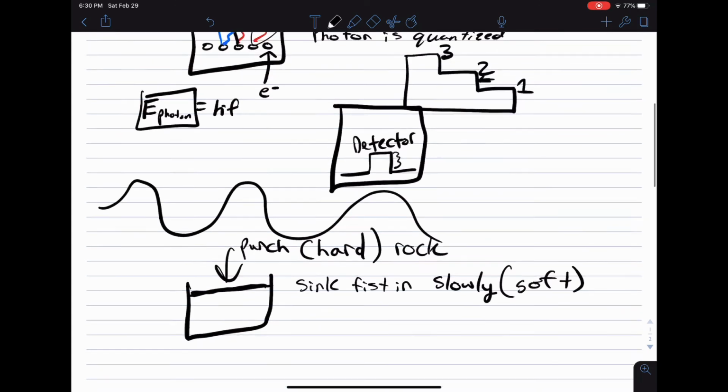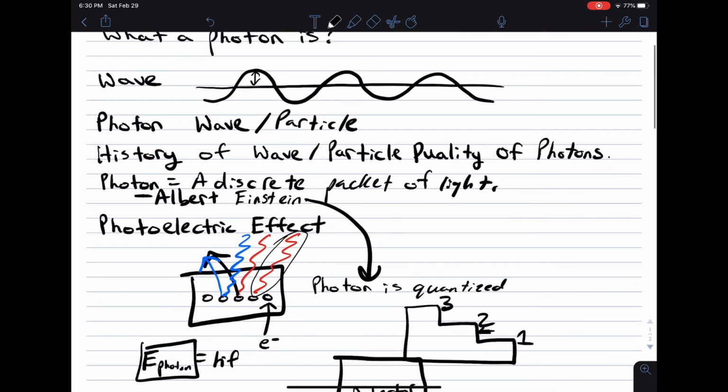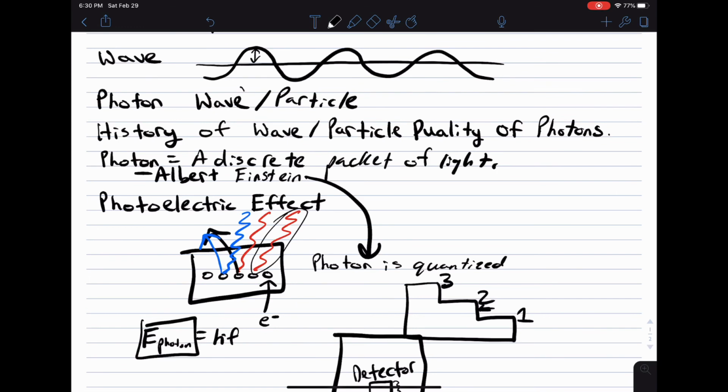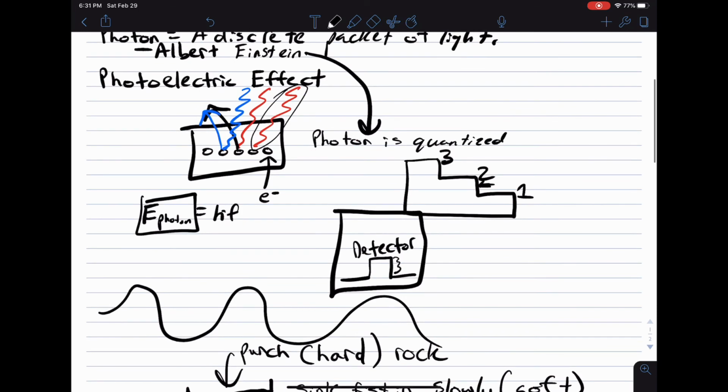The only thing that is different about a photon is that the photon is going to have both wave properties and particle properties at the same time. This is something that we really can't understand or conceptualize that well, but it is what is occurring and is what explains things like the photoelectric effect and other things.